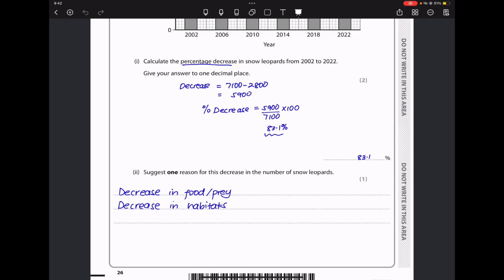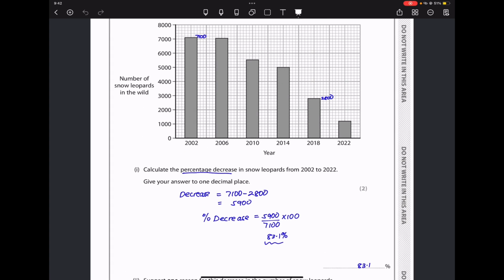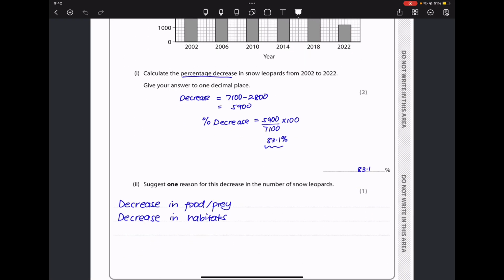Next, they say, suggest one reason for this decrease in the number of snow leopards. Because snow leopards are predators, they need prey to survive, so that is food. If they are decreasing in number, it could be that they do not have enough food, or they do not have enough mates, or the conditions are so harsh, or the habitats have decreased, and so on, or they have other predators that are killing or eating their young ones. So I chose there is decrease in food, which is prey, and there is decrease or destruction of habitats.